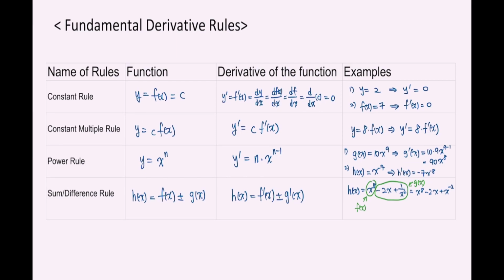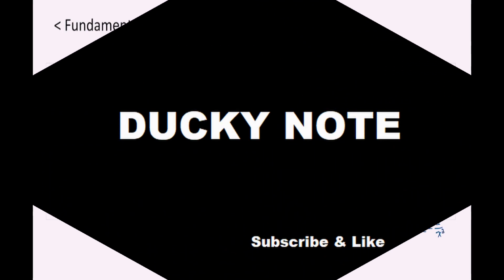When you find the derivative of h(x), h prime of x, that is 8x to the 7th power minus 2 times x to the negative 3rd power, which is 8x to the 7th power minus 2 over x cubed.